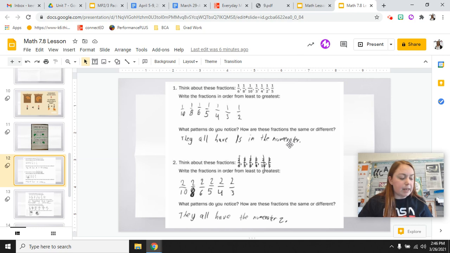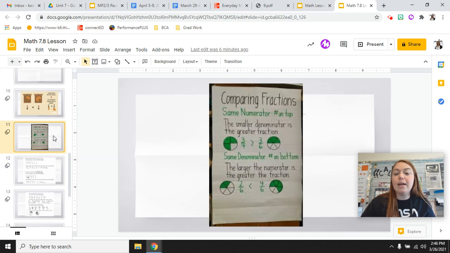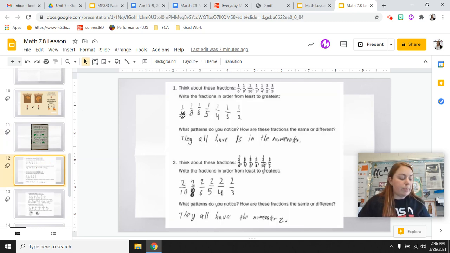So another one that we could have said is that the fractions are in order from least to greatest, like it asked, but look at the denominators. They're from greatest to least, because remember back here, it says that the smaller the denominator, the greater the fraction. So another pattern we could talk about is how the denominators are in order from greatest to least.